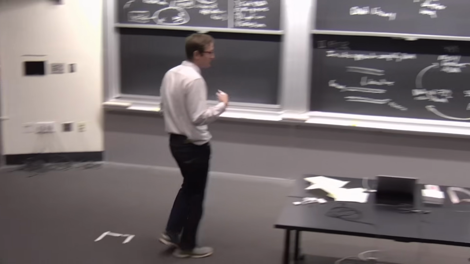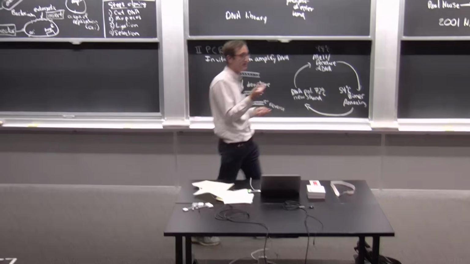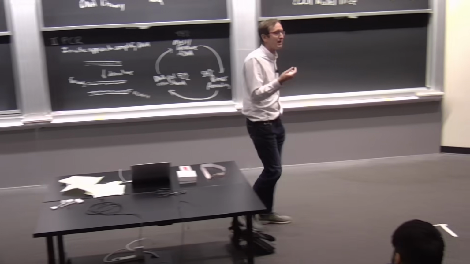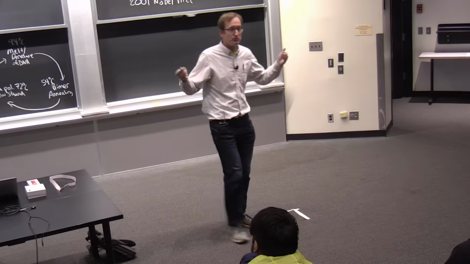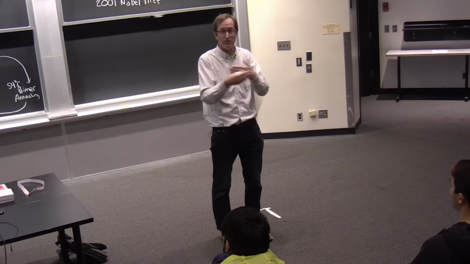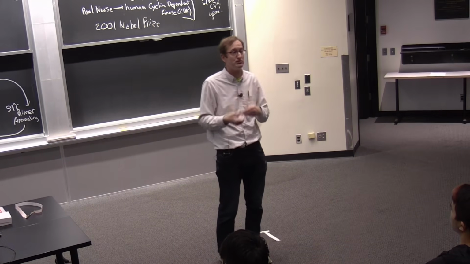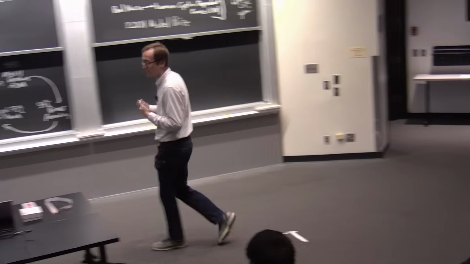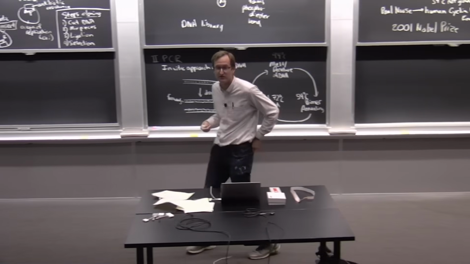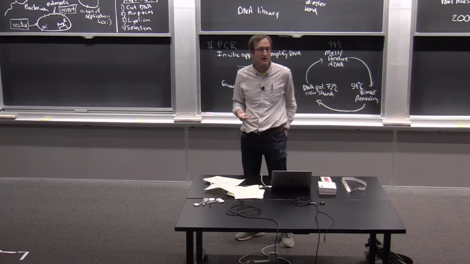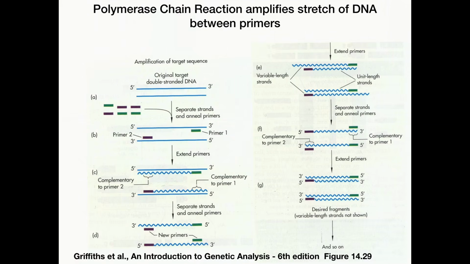So this is often used in forensics because you can have very little DNA, and just by adding primers, you can really amplify the number of pieces of DNA you have between these two fragments. So you go from having very little DNA to a lot of DNA. Okay, any questions about PCR? I'm going to move on to something new.